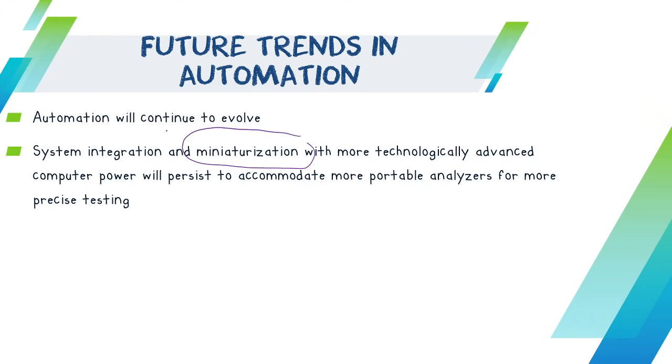miniaturization, kumbaga, if the machines before were big, as automation evolves, your auto-analyzers become smaller, but their system is more advanced. And of course, the reason for that is so that they do not take up much space in the lab. Kana man gyud na siya.